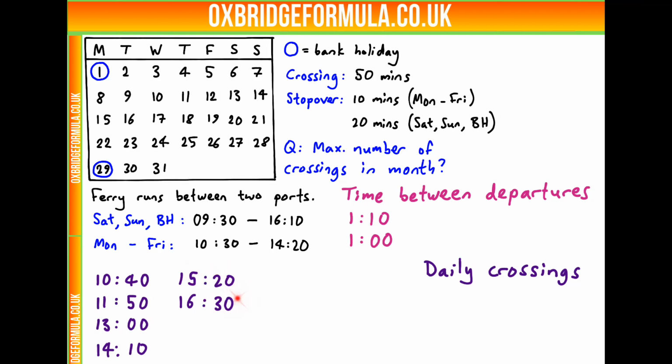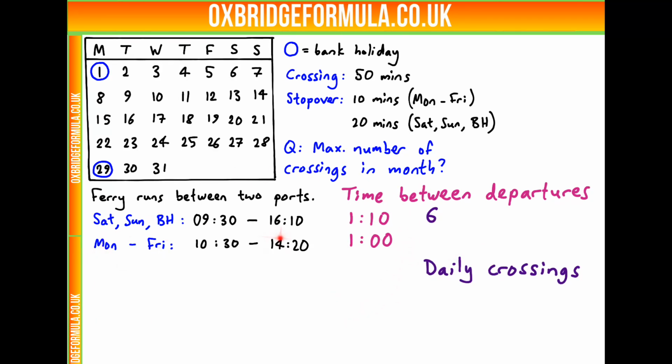But what can we say about this one? Well, if we take off the 20-minute stopover, because we won't need this at the end of the day, then this is actually going to arrive at this port at 4:10. And we'll see that this actually fits within our time frame. And so indeed we can get 6 journeys in without overshooting this time, if we factor out this final 20 minutes. So our number of daily crossings for Saturdays, Sundays and bank holidays is 6.